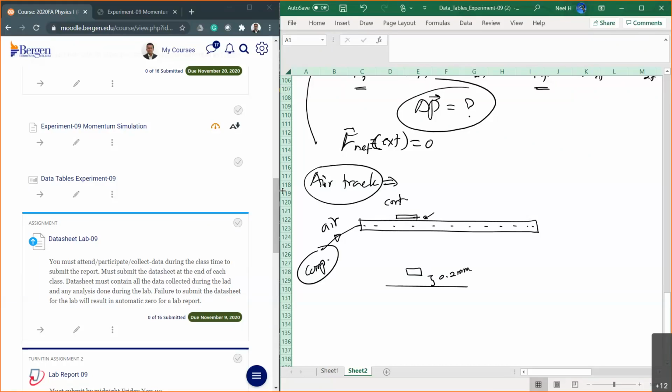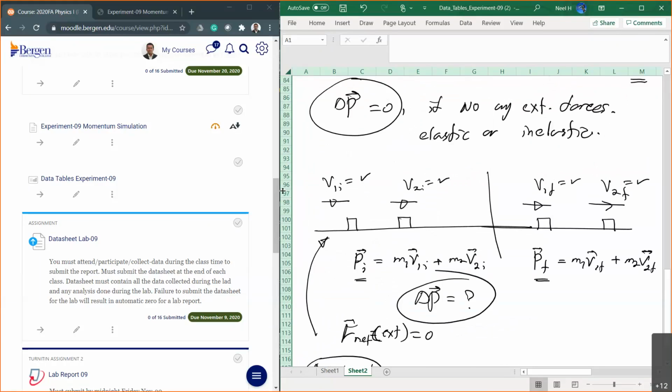In today's experiment, not the real experiment but in the simulator, they simulate exactly that way. There's an air track, and then there's no friction. Basically, there are no external forces. As a result, the object will move on this air track with constant velocity.